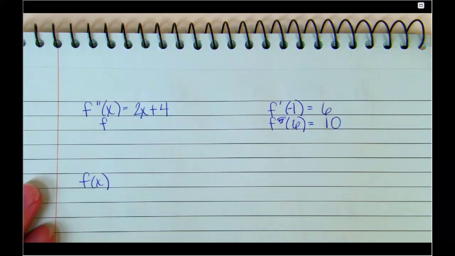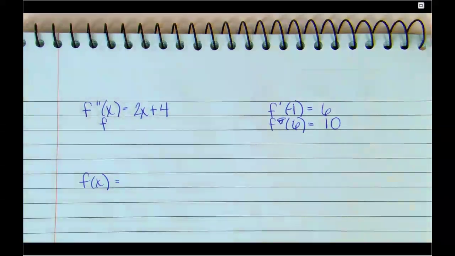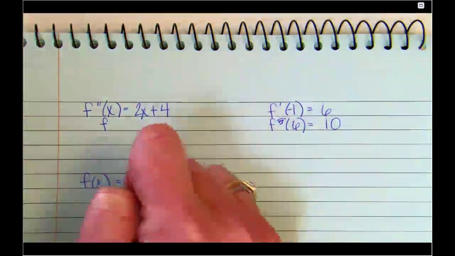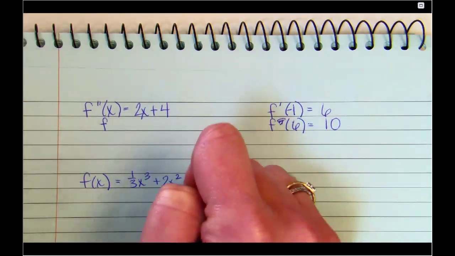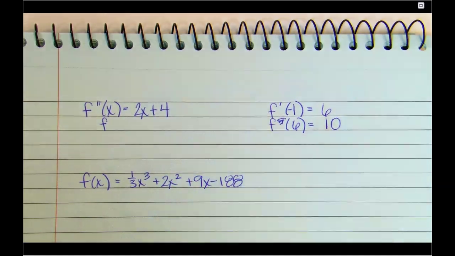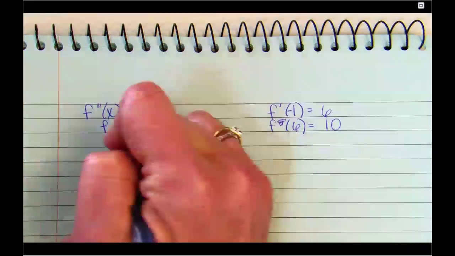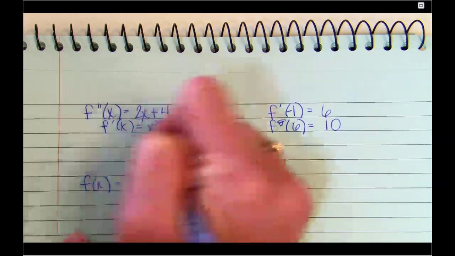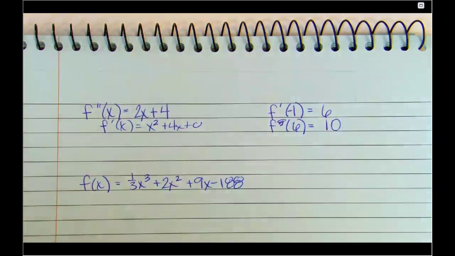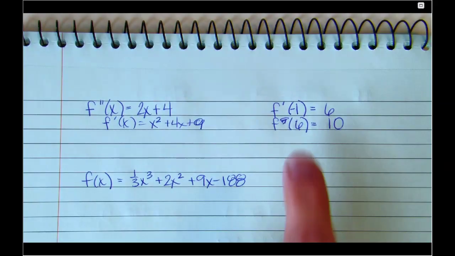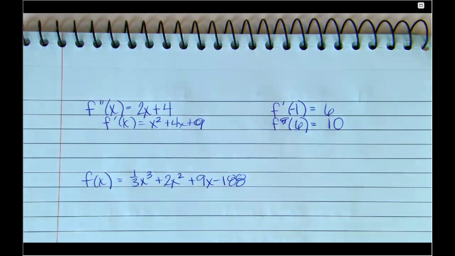Okay, what's your final answer? Garrett, what do you got for f of x? f of x equals 1/3 x cubed plus 2x squared plus 9x minus 188. That's what I got. So when you do the first one, your f prime equation is x squared plus 4x plus c. What do you get for c? You get 9. So that was a 9, and then you anti-differentiate and you get 1/3 x cubed. I tried to give you something that would divide so you didn't have nasty thirds running around.